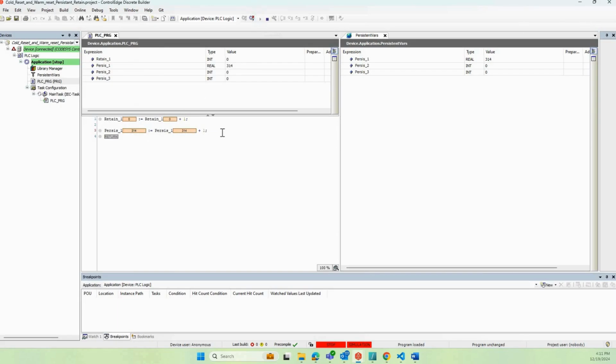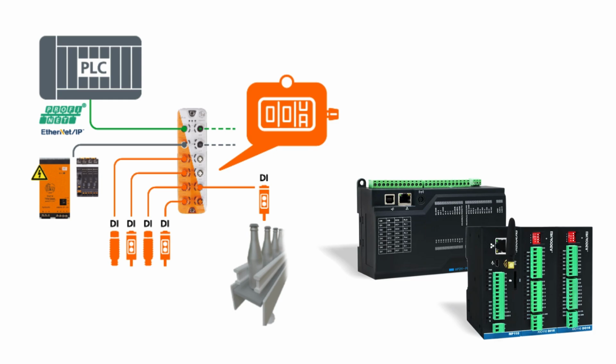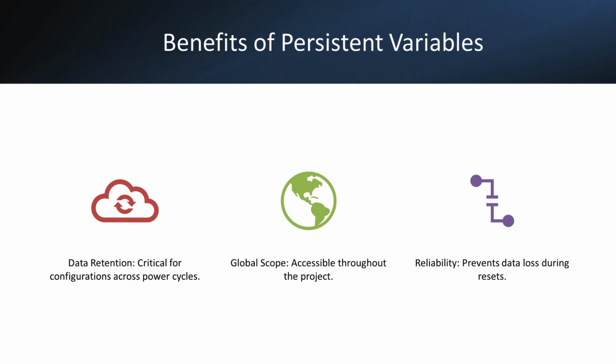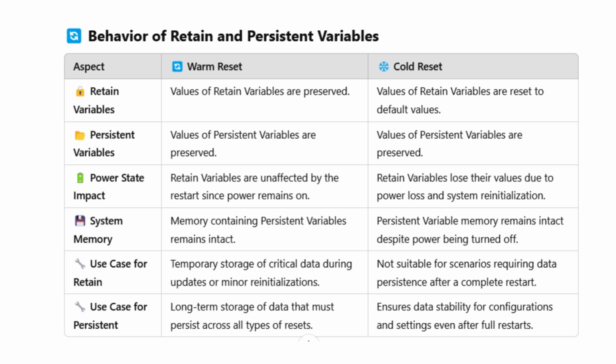You might be wondering, why go through the trouble of using persistent variables? Let me break it down. Data retention, critical for applications like maintaining counters, configuration settings, or other data across power cycles. Global scope, access these variables anywhere in your project. Reliability, ensure important data isn't lost even during a full power cycle. And that's how you make your variables unstoppable.